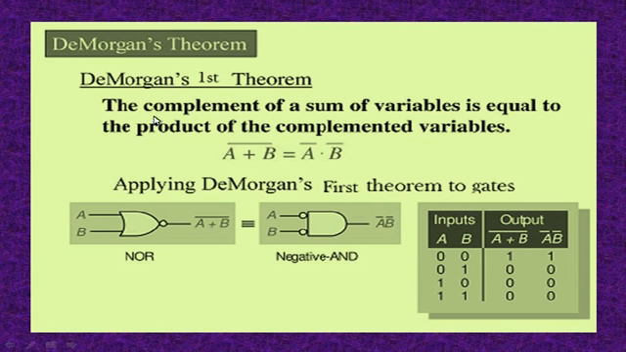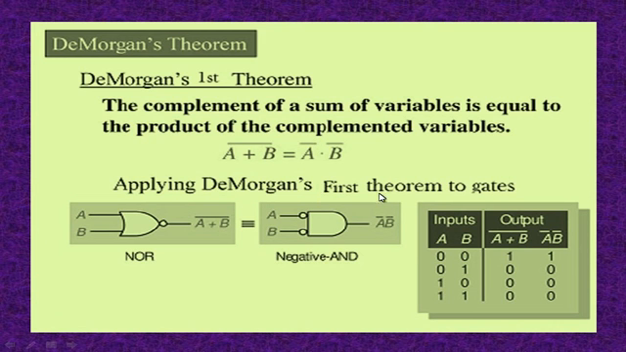I repeat again. The complement of the sum of variables. Suppose these are two variables. The complement of their sum is equal to the product of complemented variables. These are the complemented variables and this is a product. In this way, this is the statement of De Morgan's theorem in the form of a Boolean equation.